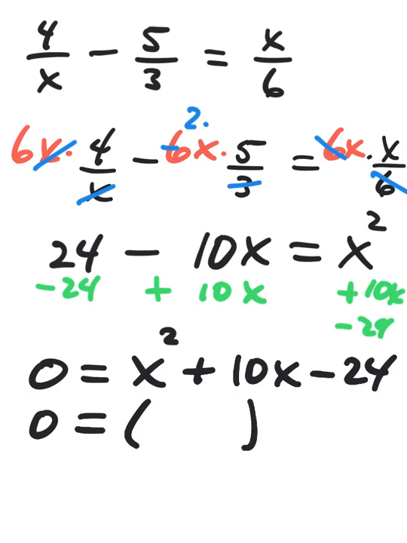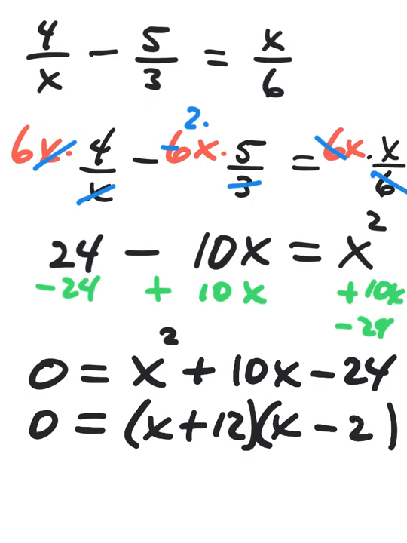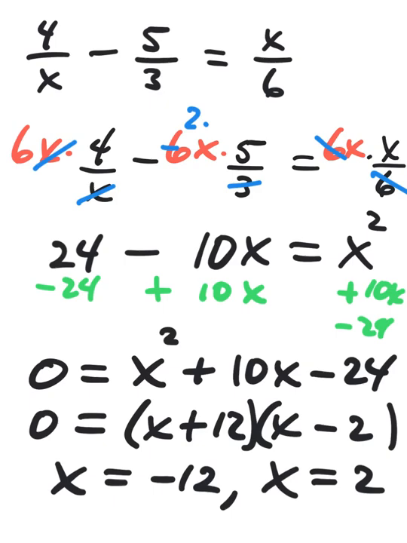Can you think of two numbers that add up to 10 but multiply out to negative 24? It's tempting to try to use 6 and 4, but you actually need to use a 12 and a negative 2. The first set of parentheses equals 0 when x is negative 12. The second set of parentheses equals 0 when x equals 2.